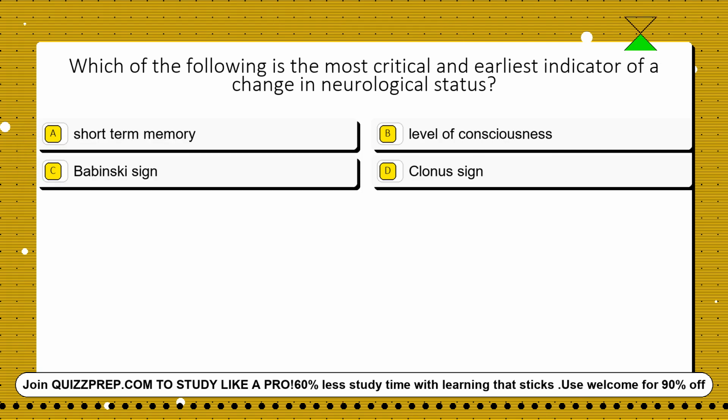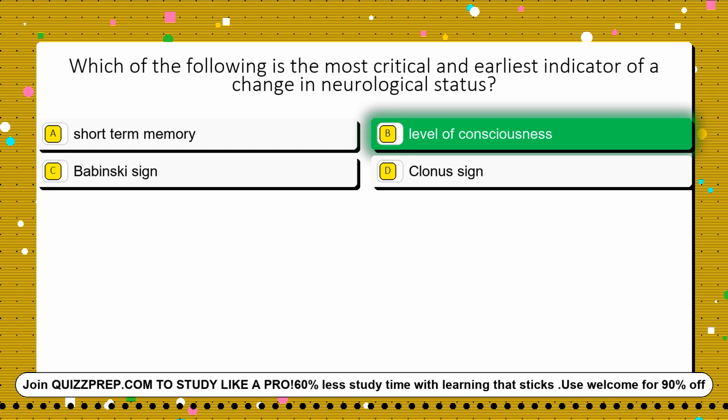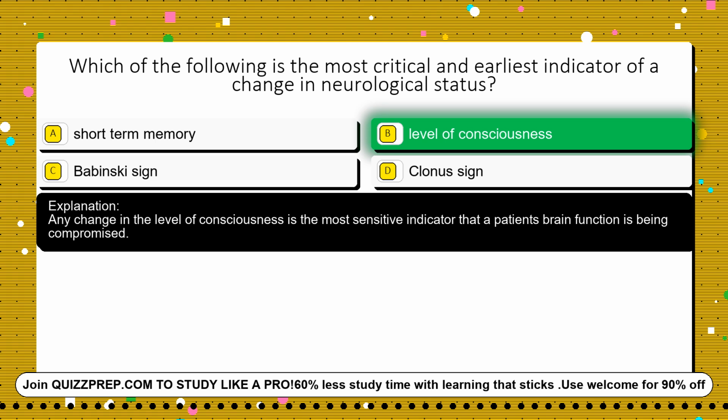Question 66. Which of the following is the most critical and earliest indicator of a change in neurological status? Option A, short-term memory. Option B, level of consciousness. Option C, Babinski sign. Option D, clonus sign. The correct answer is option B, level of consciousness. Any change in the level of consciousness is the most sensitive indicator that a patient's brain function is being compromised.